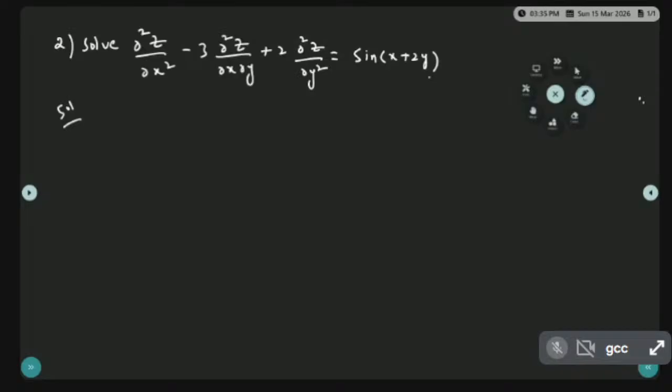Now, what is the auxiliary equation? Auxiliary equation. Tell me. M square minus 3m plus 2. Right. M square minus 3m plus 2.